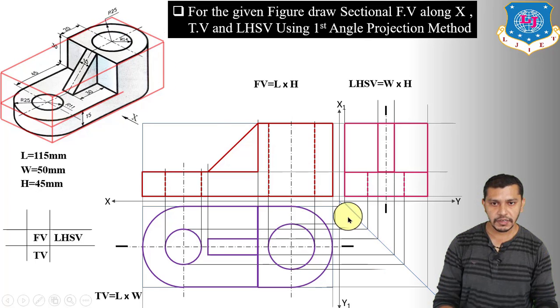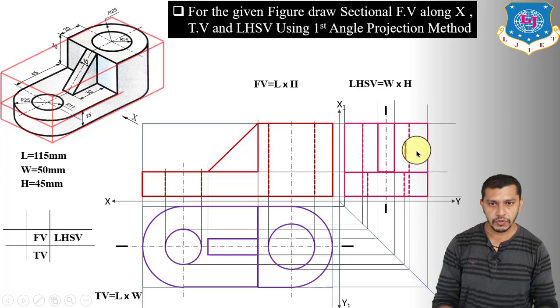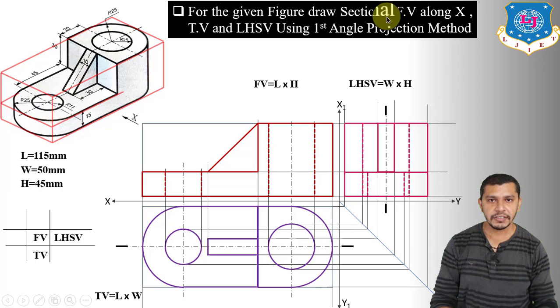So project the circle like this, draw the vertical lines and draw the hidden lines to show the part of the circle in the left hand side view, which is not going to be visible in the left hand side view. Now let us come on the sectional front view.